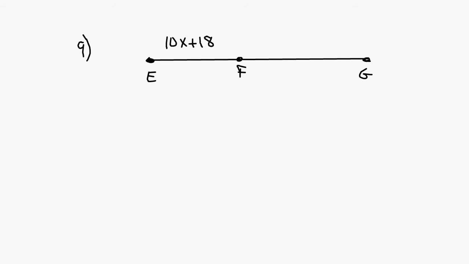Number 9. It's another segment EFG. It says that E to F is 10x plus 18, F to G is 12, and EG is 120. So this whole segment is 120. You're asked to find the value of X.